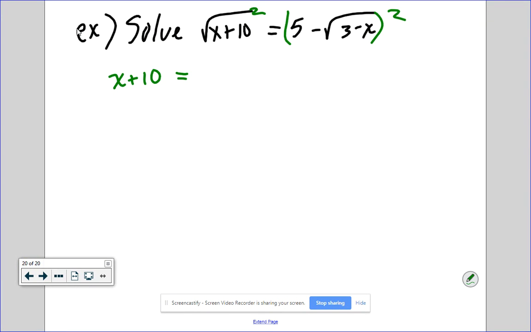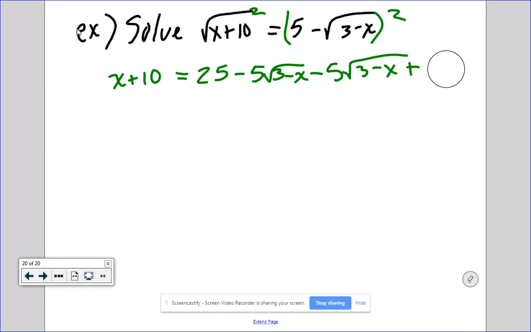The right side is a binomial square. So what do I have to do if I have a binomial, or two-term, square? FOIL. So I have 5 times 5, 25, minus 5 square root of 3 minus x, minus 5 square root of 3 minus x, plus 3 minus x. Because these are both negative, you do plus negative 5. You do first, outer, inner, last. The last term, square root times square root, will cancel.